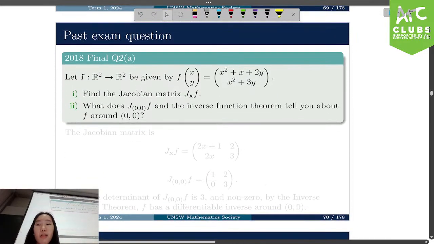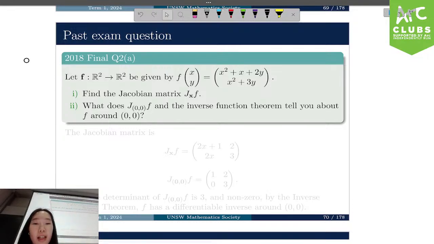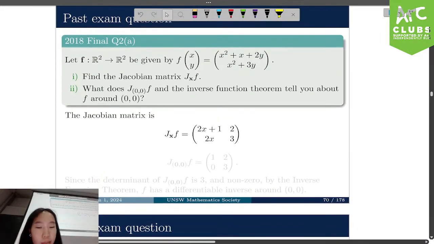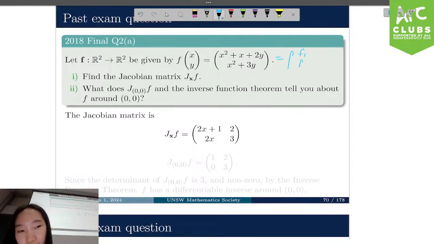Okay, so past exam questions. Let f be from R2 to R2 and given by f(x, y) equal to that one. Find the Jacobian matrix. Easy to find, that's our F1 and F2. We just take the partial derivative of F1 with respect to x and the partial derivative of F1 with respect to y. And here's the partial derivative of F2 with respect to x and with respect to y. You get the following, this one.